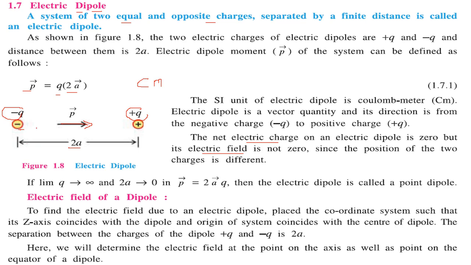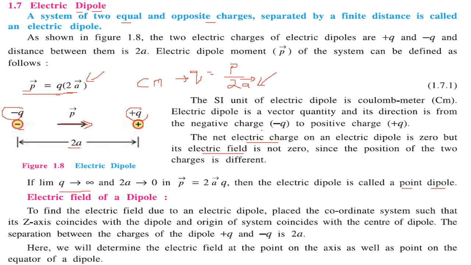And if you have charge q, it tends to infinite. If the charge is infinite, then what happens? Just see, q is given by p by 2a. So if the charge is infinite, that means this 2a has to be 0. In this relation, the electric dipole will then be called not a dipole but a point dipole. So what is the electric field of a dipole?